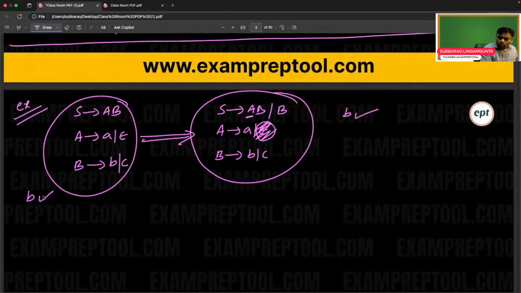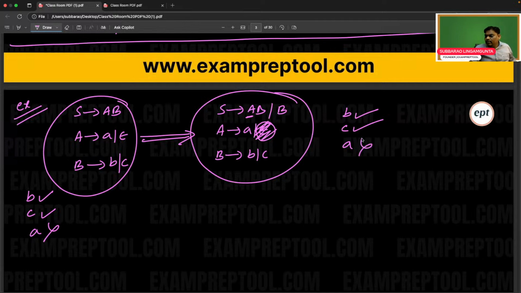Let's go to only c possible. S goes to AB, A replaced by epsilon, B goes to c, possible. Now same thing here also. S goes to B, B goes to c. So I think c also possible. Now some people are asking, what about single a, sir? Before conversion, single a possible or not? Verify. S goes to AB, A replaced by a, B you have to replace by small b or small c. I think here a not possible. If you want, you can check here also, a not possible.